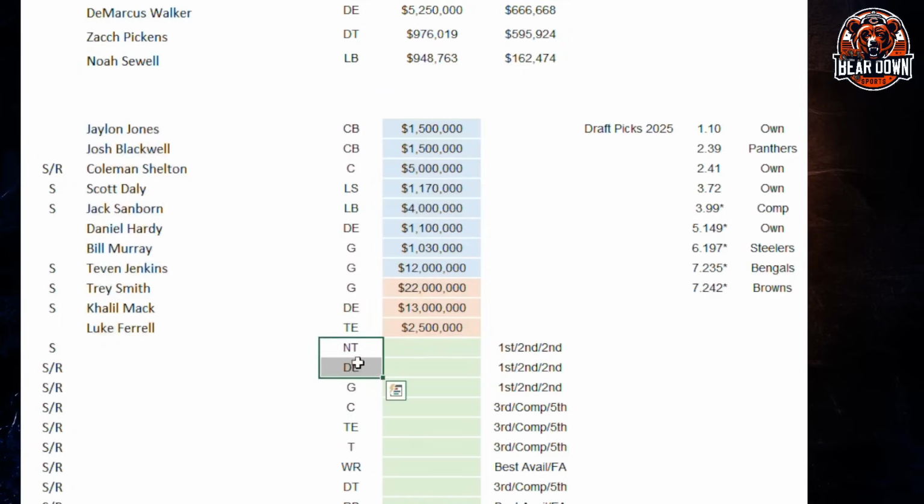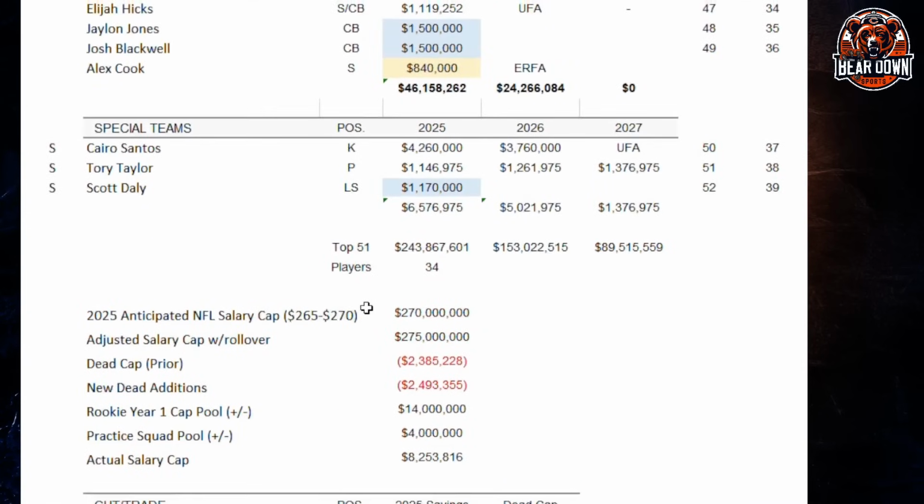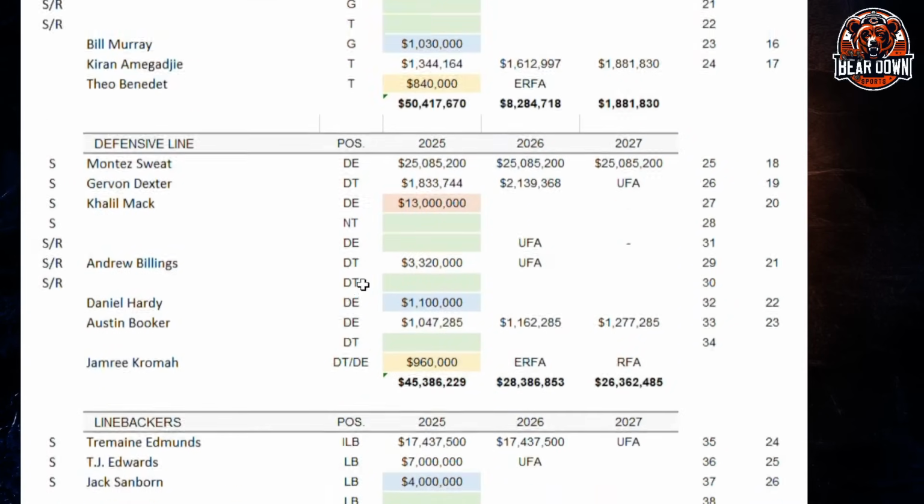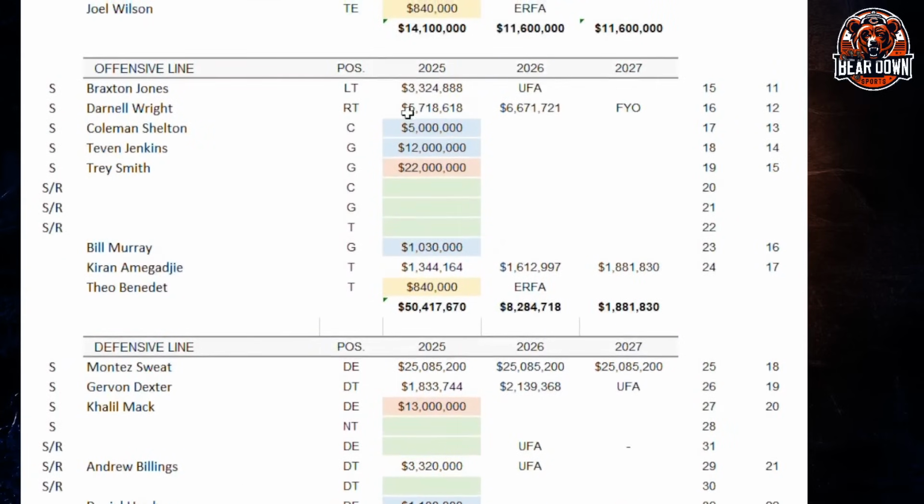Now, some of you are going to say, how do you not have offensive line first? Well, let me just run up to the offensive line, and you can see where my offensive line stands after I've done my priority where the Bears should go with this. You look, Braxton Jones is going to roll into this year as the starting left tackle. I get that a lot of people don't love that either.